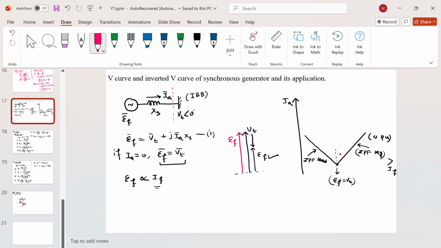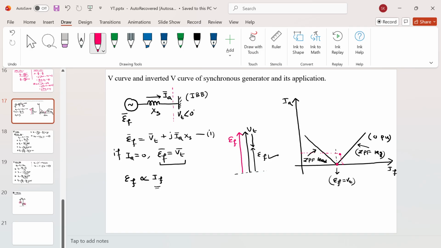So what will happen? This particular point will move to this point for 0.25 per unit active power delivery. Why? Because you have seen for unity power factor and 0.25 per unit active power delivery, you need more IF and you need more IA also from the previous 0 per unit active power case. So this initial 0 point, you can say it will shift to here.